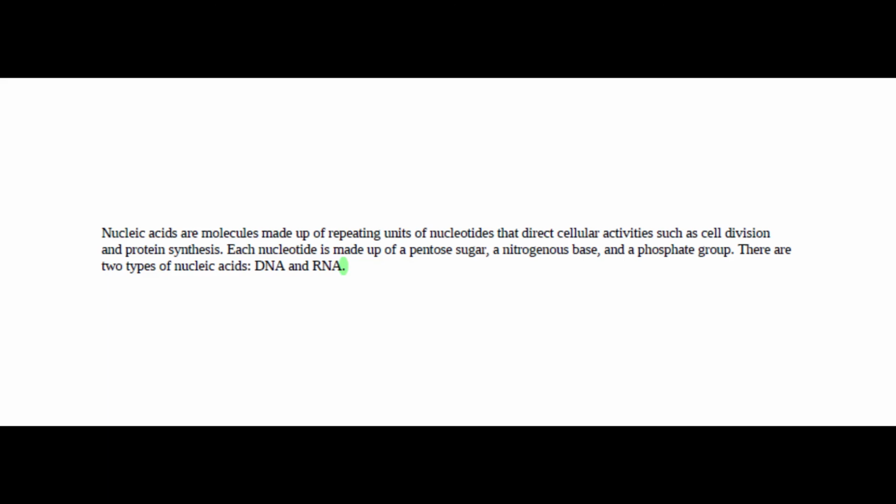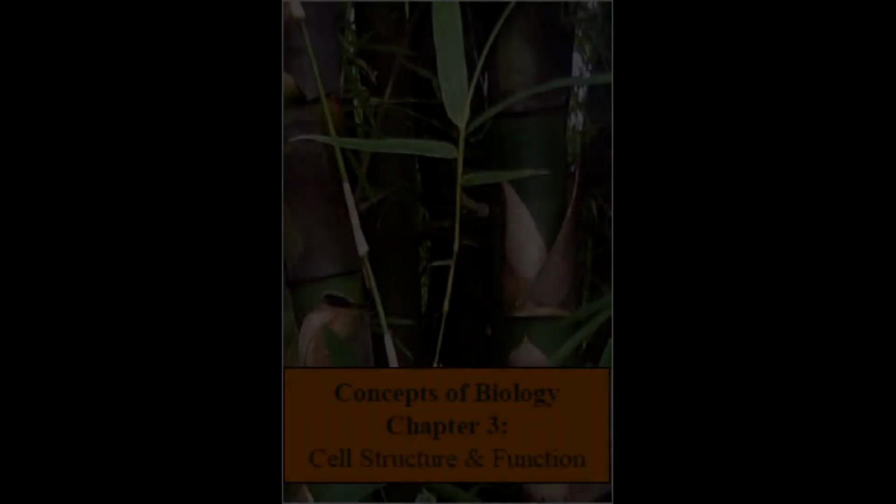Nucleic acids are molecules made up of repeating units of nucleotides that direct cellular activities such as cell division and protein synthesis. Each nucleotide is made up of a pentose sugar, a nitrogenous base, and a phosphate group. There are 2 types of nucleic acids, DNA and RNA. This is the end of Chapter 2.